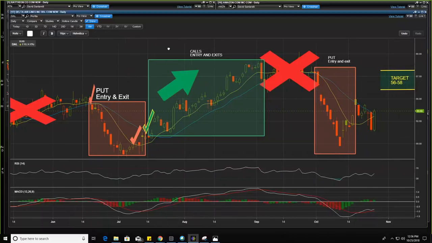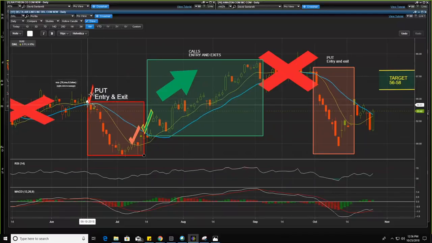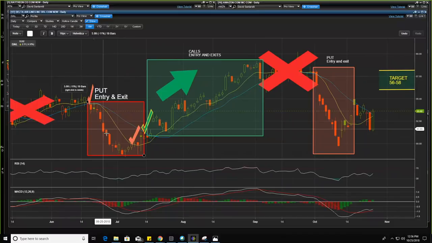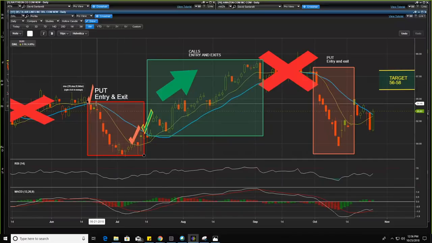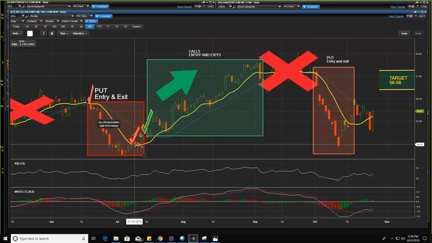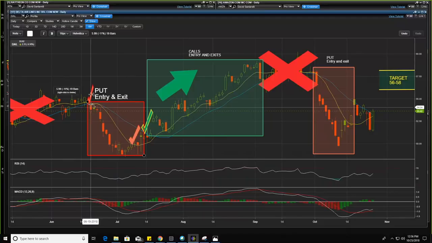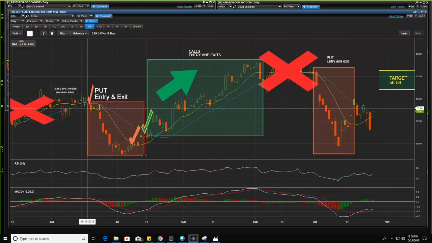Okay, so look at this. So we have our put entry and exit. Our entry for puts is a cross below the 10-20 day SMA. And then we sell those puts for a profit once it crosses above the 10-day SMA. You see, look at that gain there, 54.46 all the way down to 49.90. With puts, that's over a 200% return. No doubt about that.